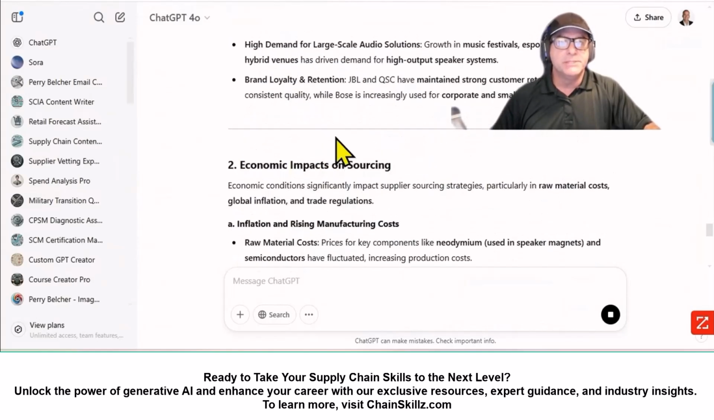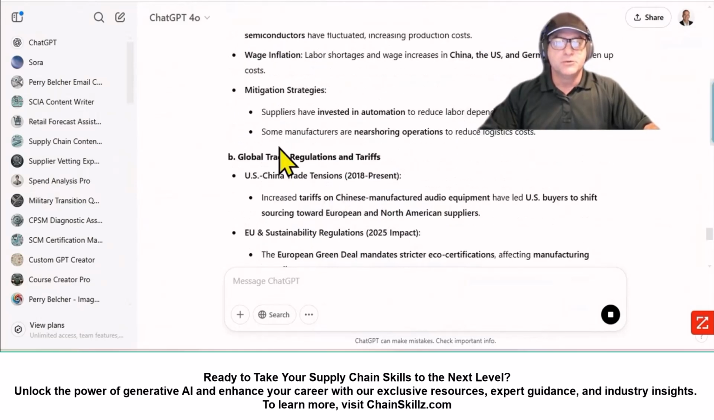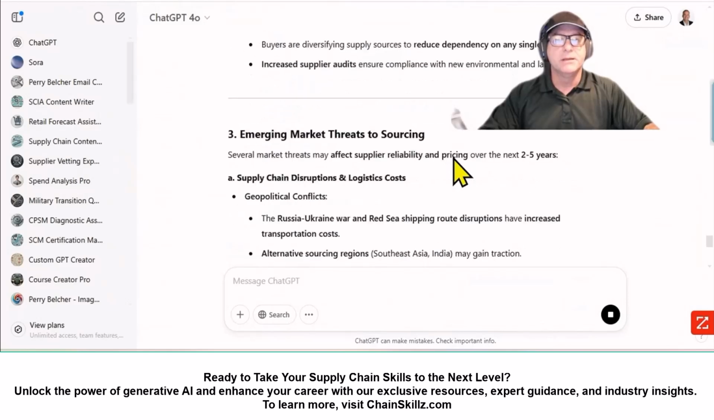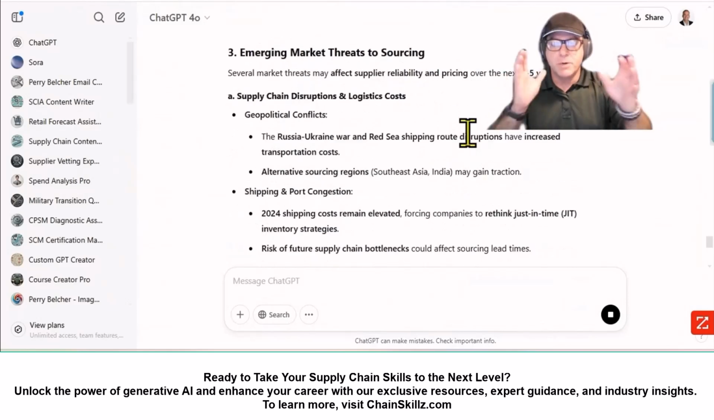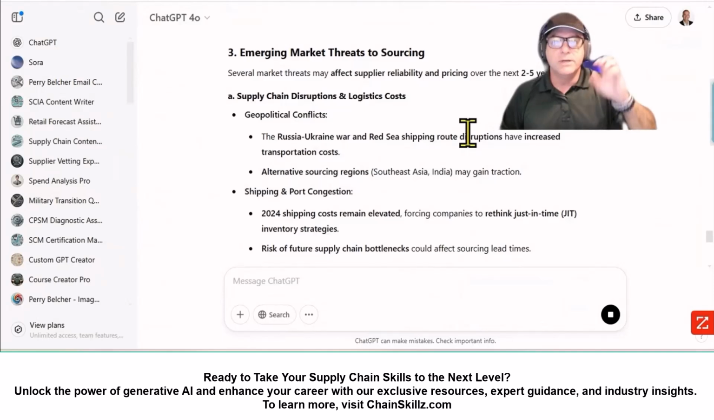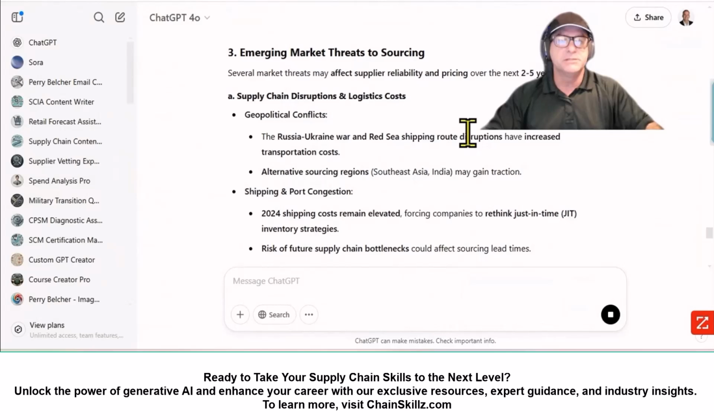Market demand and brand positioning, economic impacts and sourcing, trade and tariffs, which is very big in the conversation today, with the current administration putting a lot of tariffs on different pieces here. So a lot of things manufactured in China, we would be concerned about that. Emerging markets. So when we do our SWOT analysis, strengths, weaknesses, opportunities, and threats being external, this is where we would be looking: what are some external factors that could be affecting our decisions when we're picking a particular supplier.